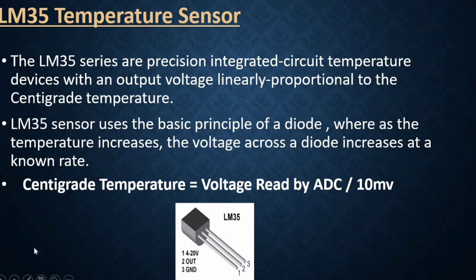And next, the LM35 temperature sensor. The LM35 series are precision integrated circuit temperature devices with an output voltage linearly proportional to the centigrade temperature. The LM35 sensor uses the basic principle of a diode. As the temperature increases, the voltage across a diode also increases at a known rate. The centigrade temperature equals the voltage read by the ADC divided by 10 millivolts.